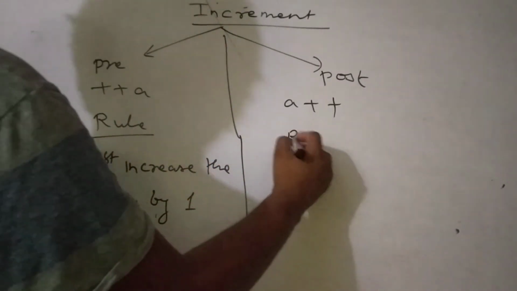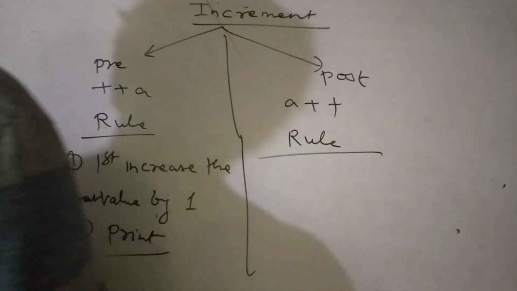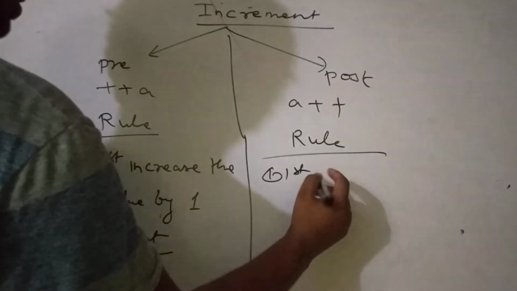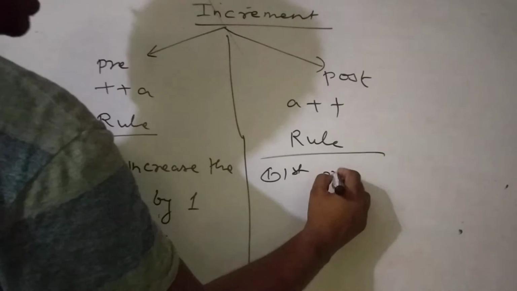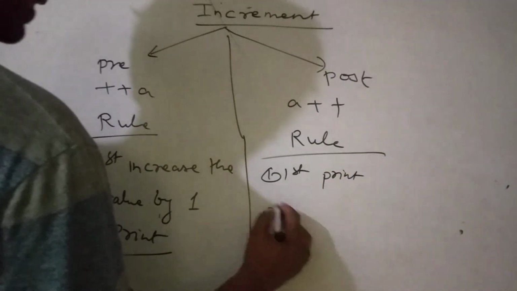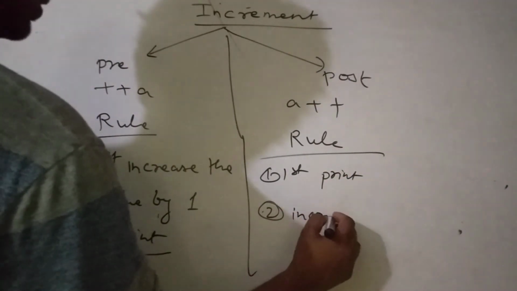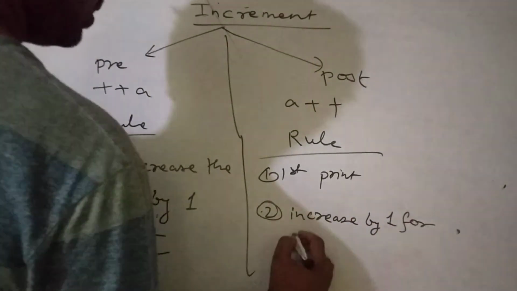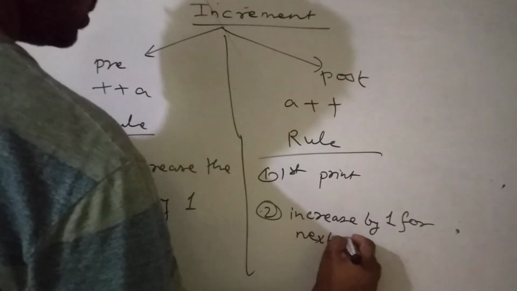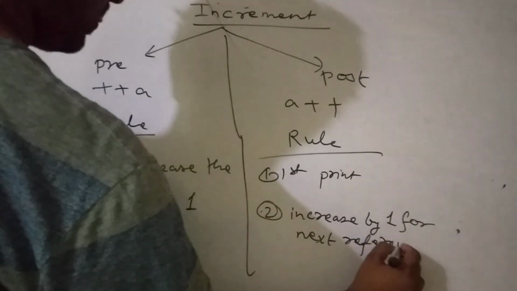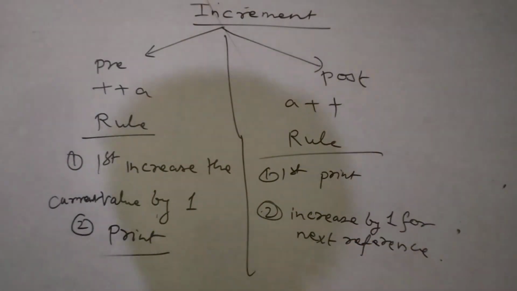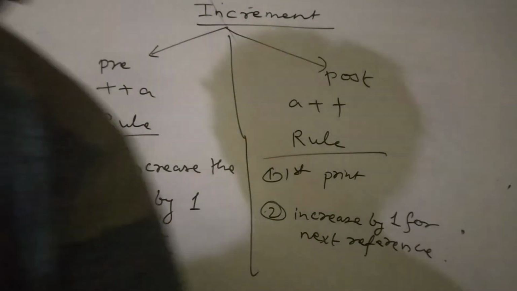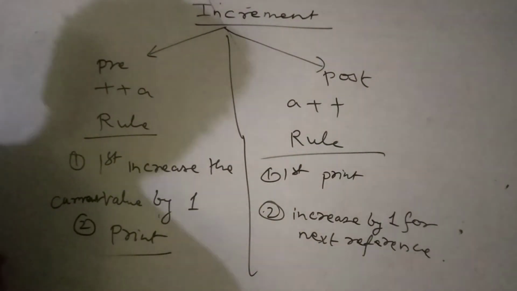What does post say? First print and then increase by 1, then use it for the next reference. So on the basis of this, let us do some examples.